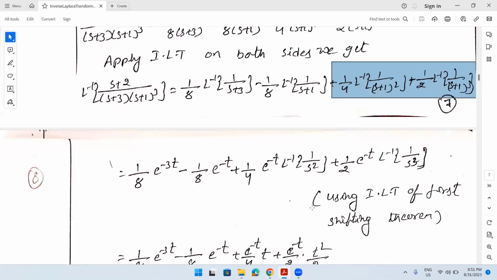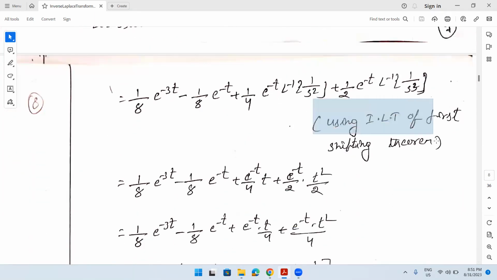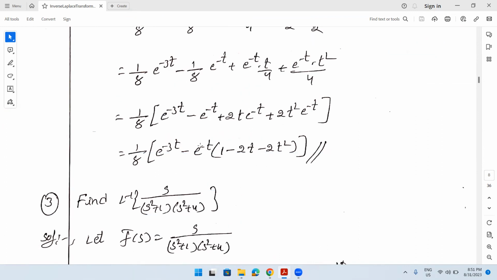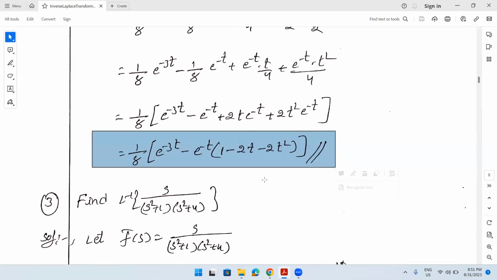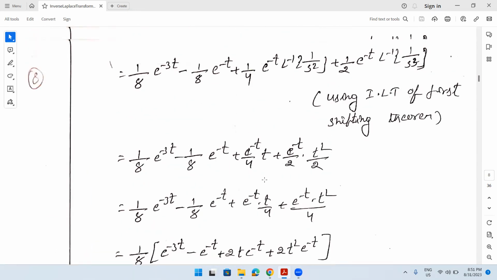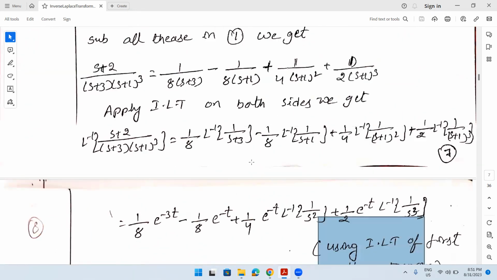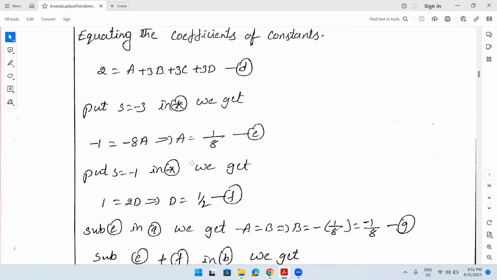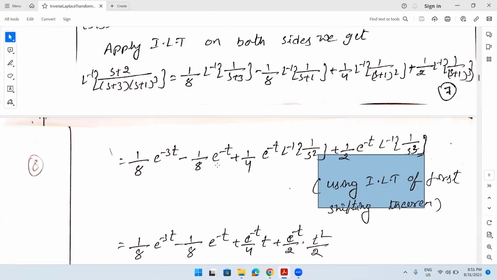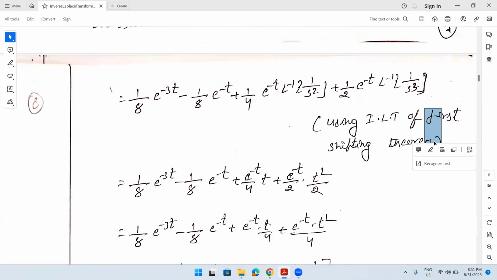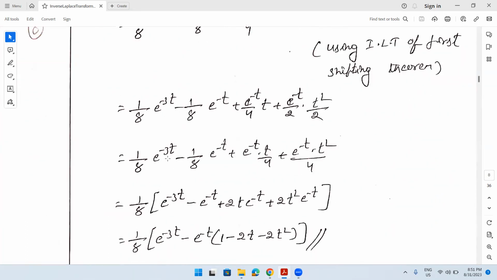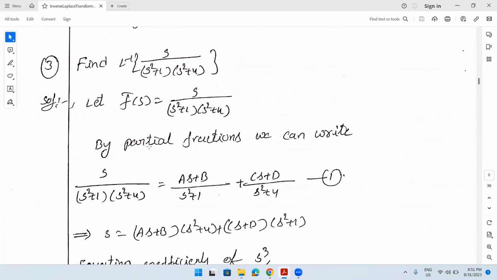These two terms, I am not explaining now, using the inverse Laplace transform of the first shifting theorem. I'll explain these two terms later. Simplification, we get the answer; I'll tell you the simplification after partial fractions. After explaining the first shifting theorem, I will come back to the second problem in partial fractions and explain these two terms and the simplification, because you cannot understand without knowing the first shifting theorem. For these last two terms, we have to apply the first shifting theorem of inverse Laplace transform.